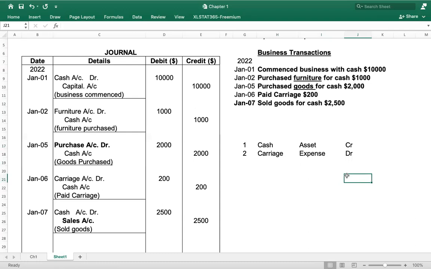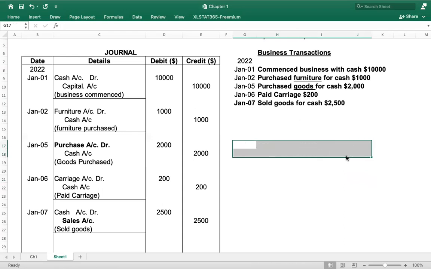Okay. Now let me do some more transactions. Are you ready? Any doubt so far, tell me. Any confusion? No.